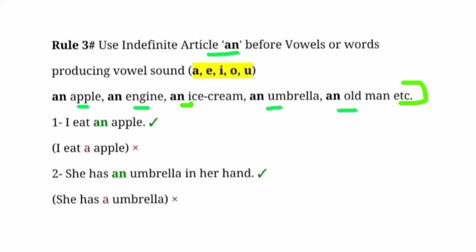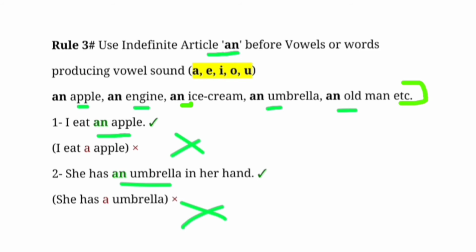Let's take some sentences. I eat an apple. We can't say a apple. And she has an umbrella. Umbrella starts with u, which is again a vowel sound. So we put an before it. But we can't say she has a umbrella, which is wrong.